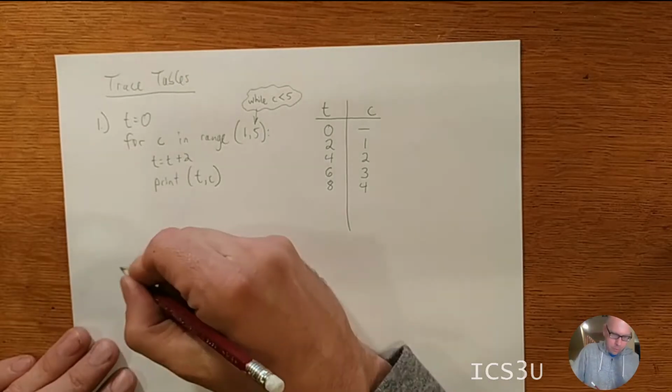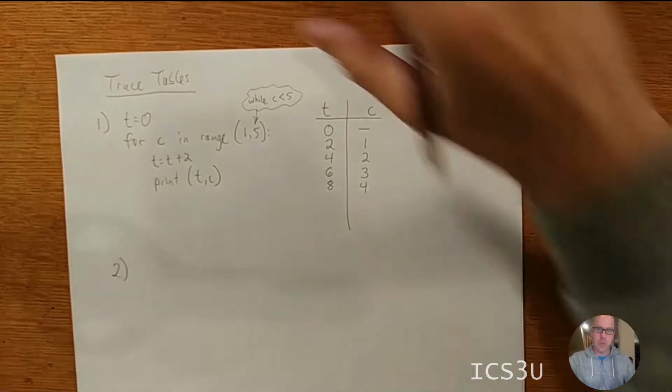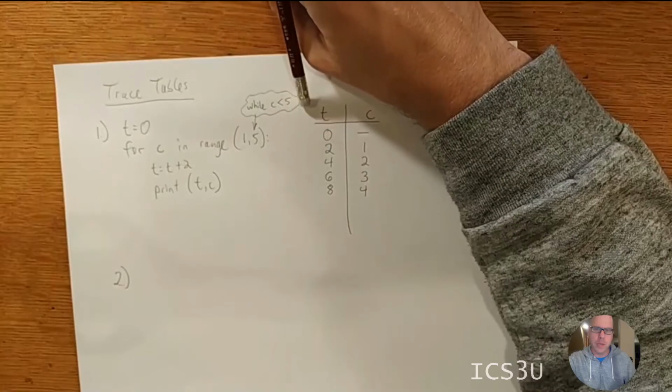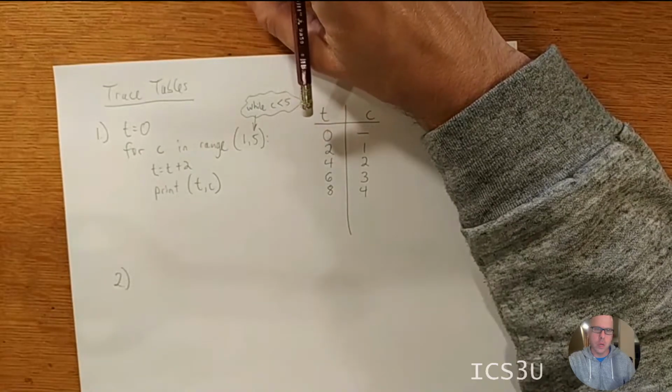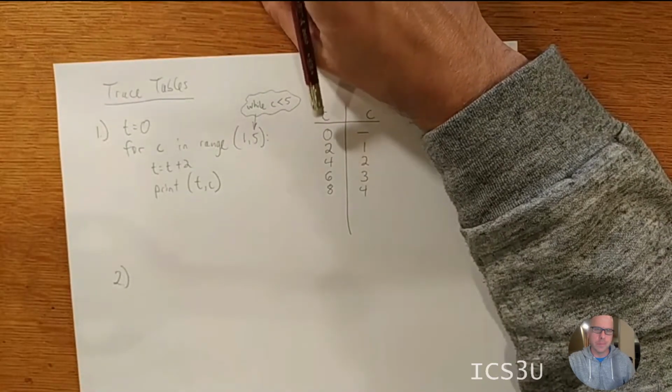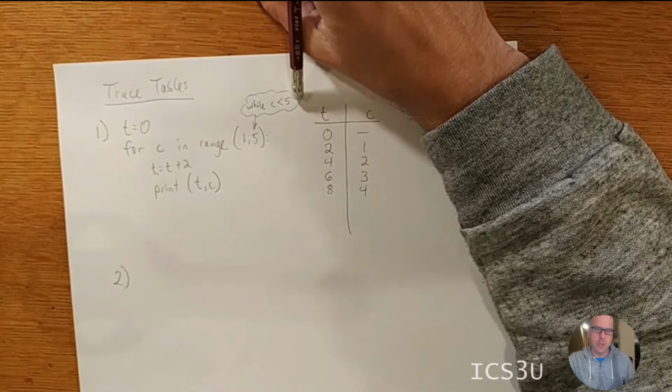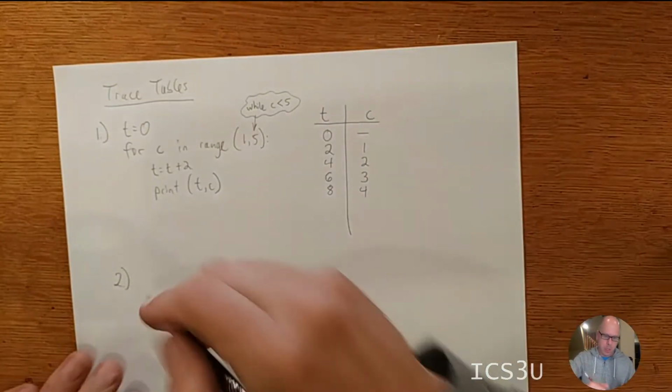Okay, example number 2. And that's it for the trace table. So trace tables are just meant to help us out with understanding what the values of the variables are at each point. Okay, here's my second one.